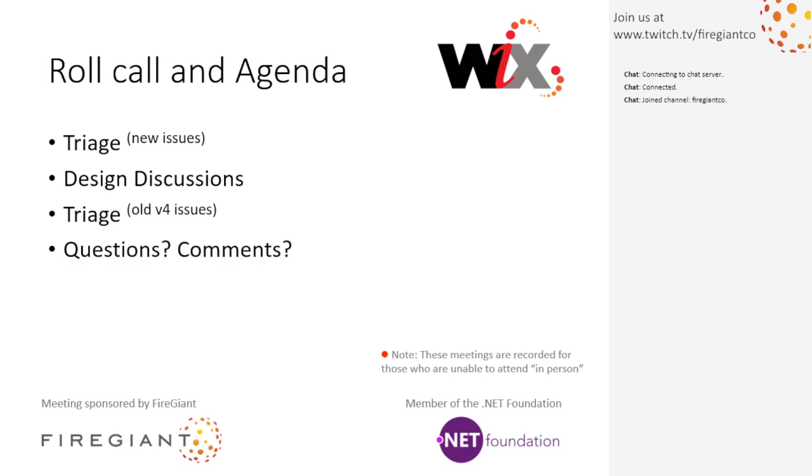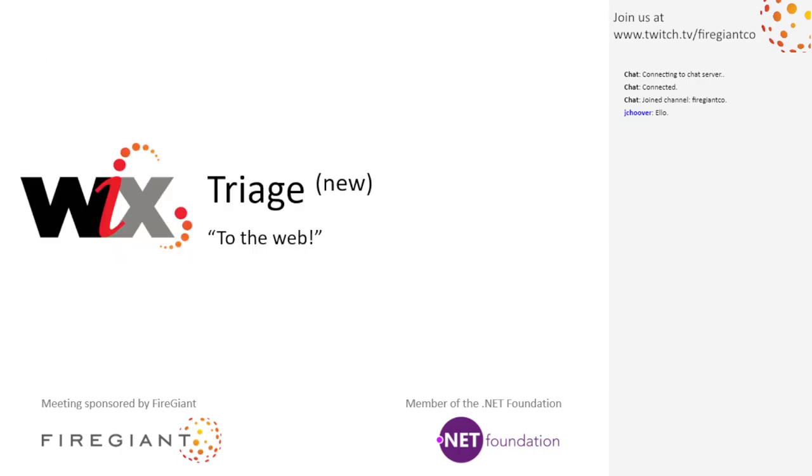What are we doing today? We're going to triage the new issues. We'll get that done. And then we're going to jump into a design discussion. Sean wanted one of them promoted, so we're going to talk about that and make some progress. And then we're going to go back and triage old V4 issues and generally get a feel for how things are rolling. And from there, I think we'll make a plan of how we're going to continue to fix them. And then, as always, we'll do the questions and comments. So we're going to triage, discussion, and then more triage. So, Bob, you ready? Yeah.